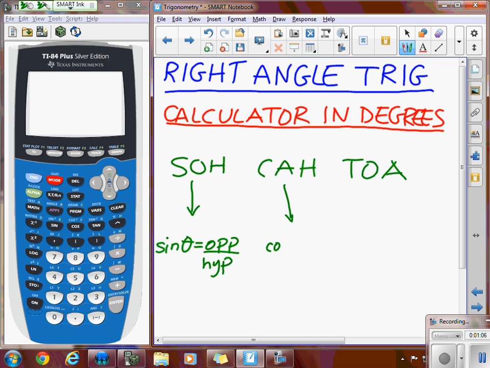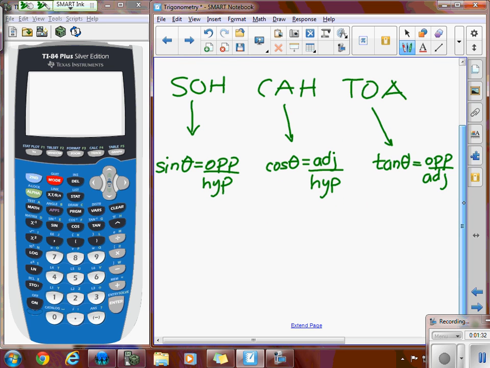Cosine of any angle in a right triangle is the ratio of the adjacent side in relation to the hypotenuse. And the tangent of any angle in a right triangle is a comparison of the opposite side and the adjacent side. So those three things, SOH CAH TOA, and then opposite hypotenuse, adjacent hypotenuse, opposite adjacent, are absolutely critical in this unit.